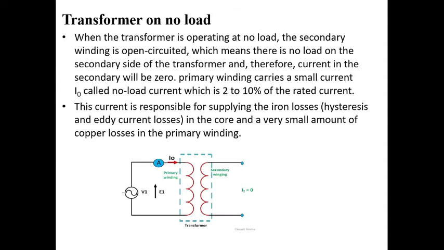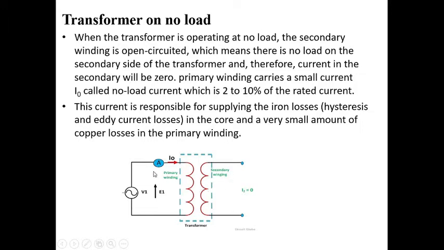Good morning students. Here we are going to see about unit 2, that is the transformer. First we will see the transformer on no load. When a transformer is operating on no load, the secondary winding is open circuited, as you can see in the figure, which means that there is no load on the secondary side of the transformer and therefore the current in the secondary will be zero.